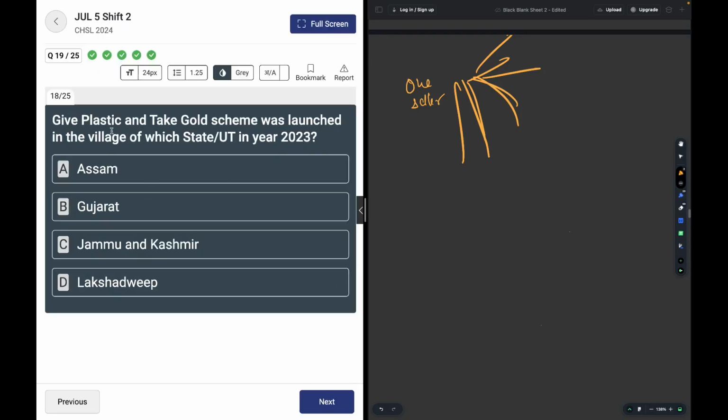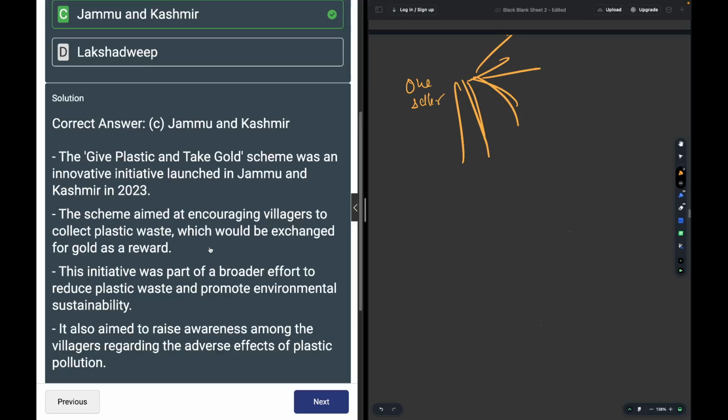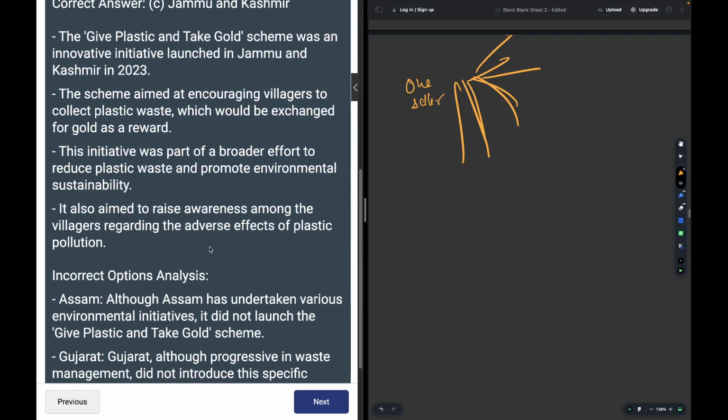Moving on. Give Plastic and Take Gold scheme was launched in the village of which state in the year 2023? A very factual question. Jammu and Kashmir is the answer. Okay, you may read about it over here.